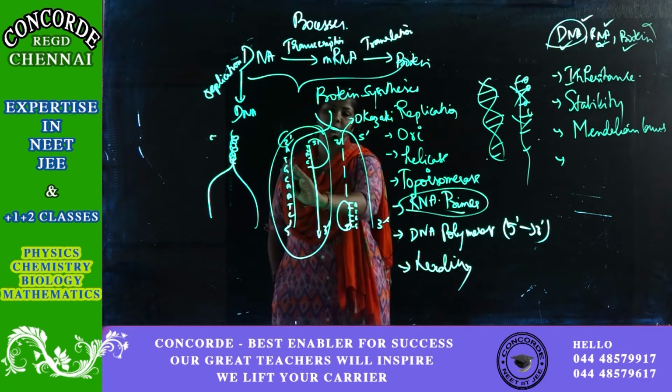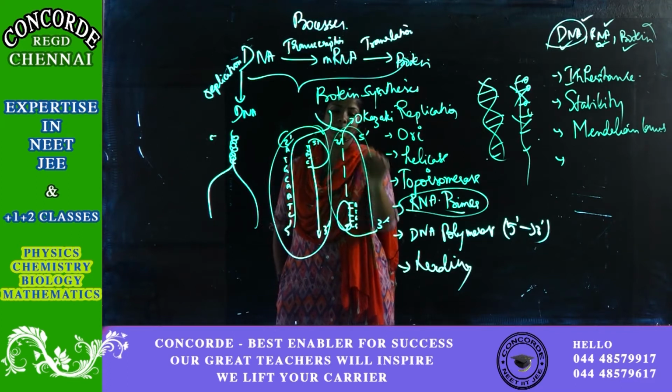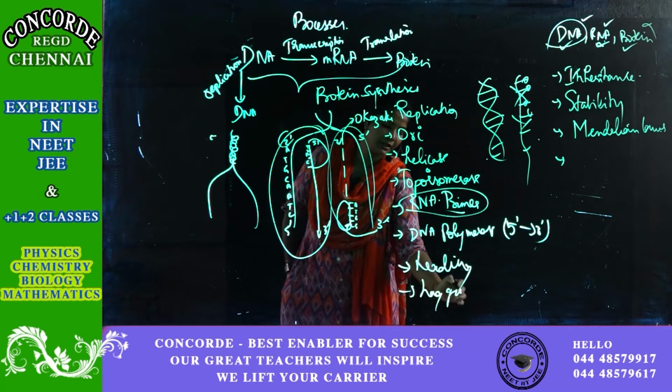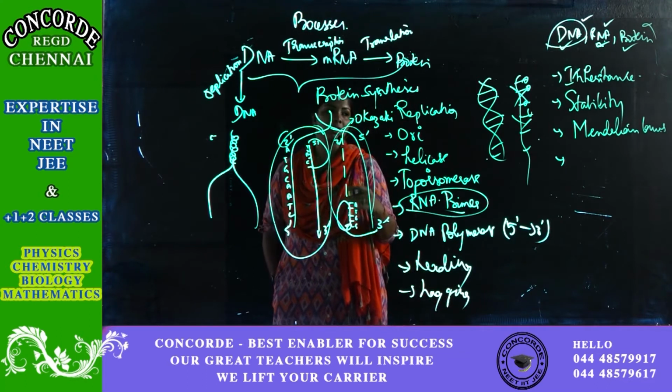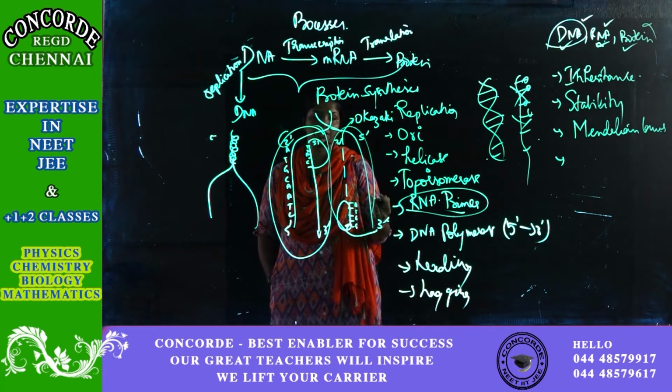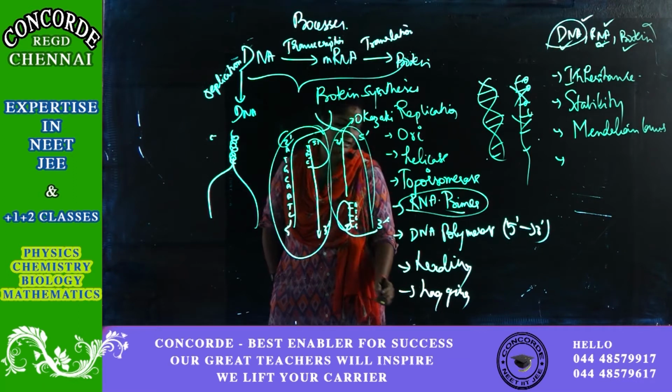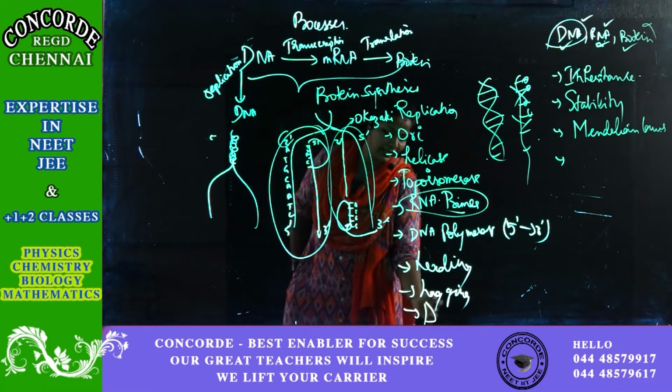This is your leading strand. And the one which has the fragments is called the lagging strand. The continuous strand is the leading strand. The one with Okazaki fragments is the lagging strand. Now, after that, the fragments are all joined together by the enzyme called DNA ligase.